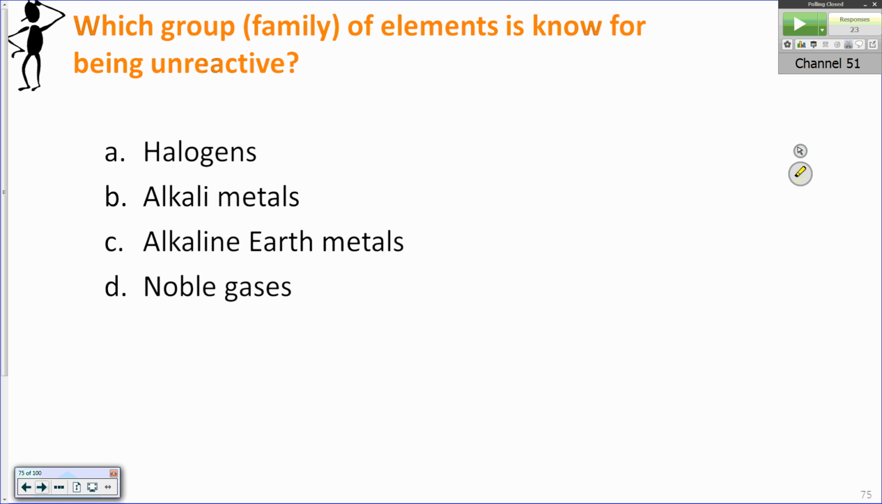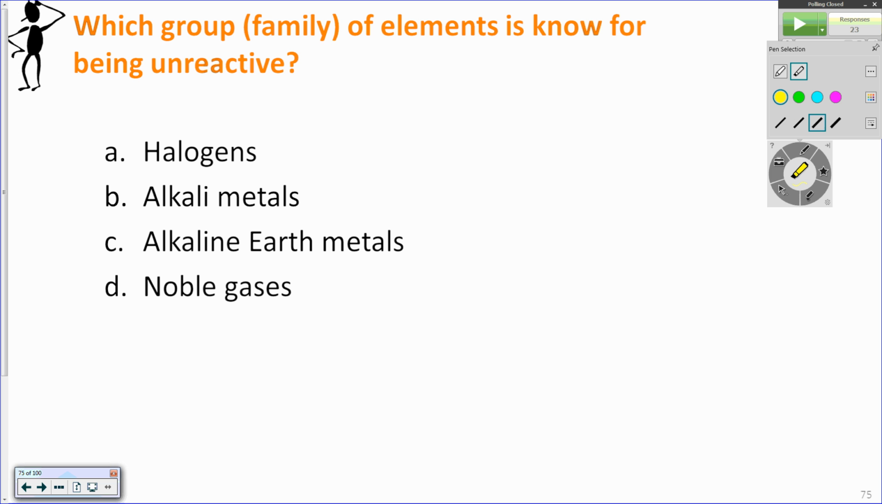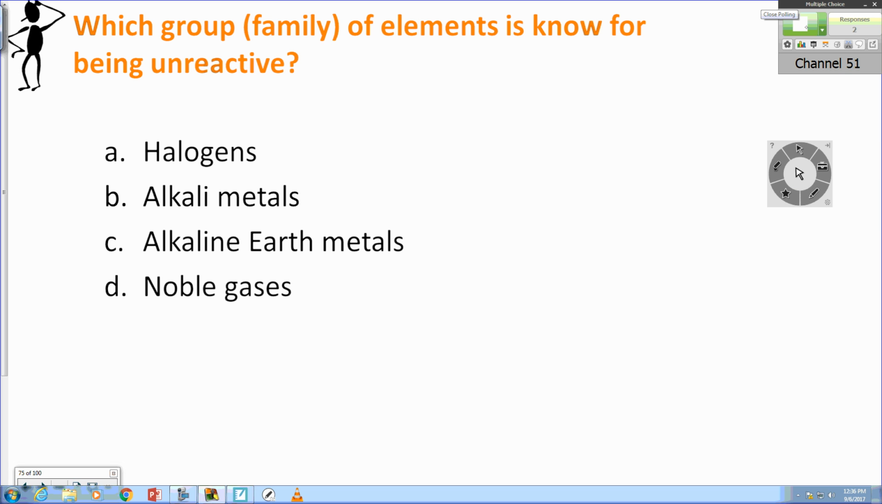So I told you about a couple of different families and groups. Which one is unreactive? Some questions are a lot easier than others. A couple more. Last chance. There we go.